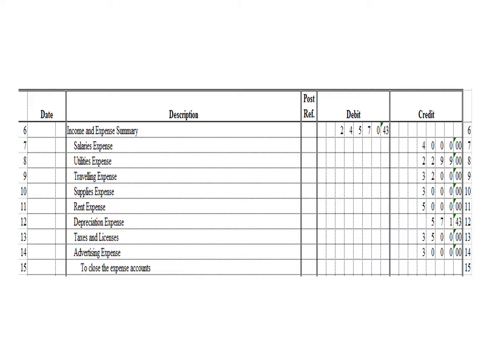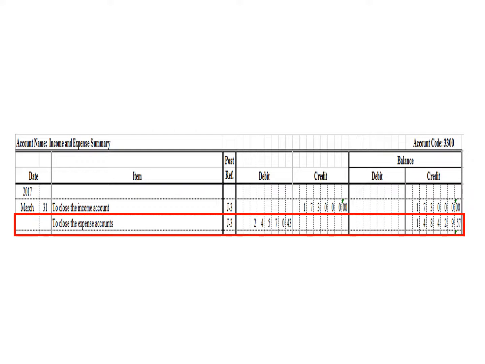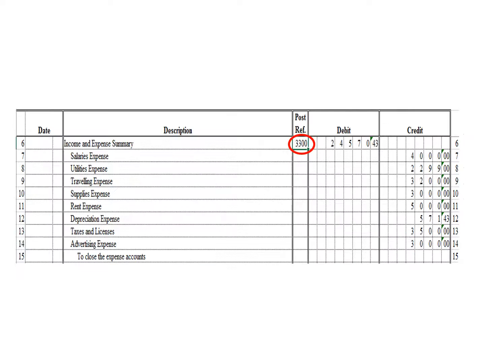Let us post the debit entry. In the income and expense summary ledger, write the description to close the expense accounts. Posting reference J3. Under the debit column, write the amount 24,570 pesos and 43 centavos. In the balance section under the credit column, write the amount 148,429 pesos and 57 centavos. After posting the debit entry, write the posting reference 3300, the account code for income and expense summary account.